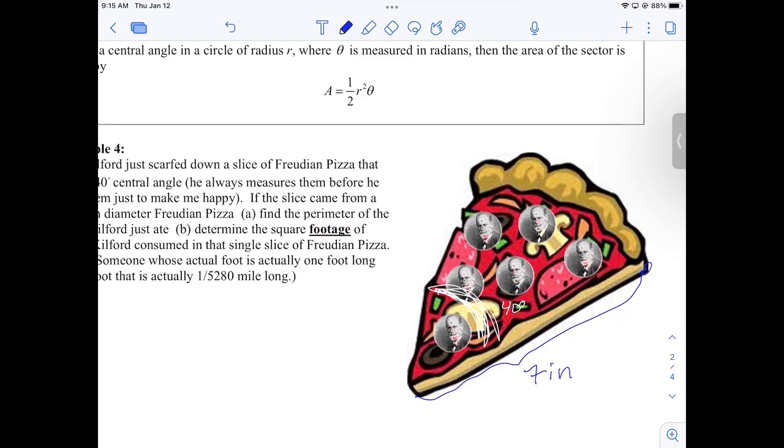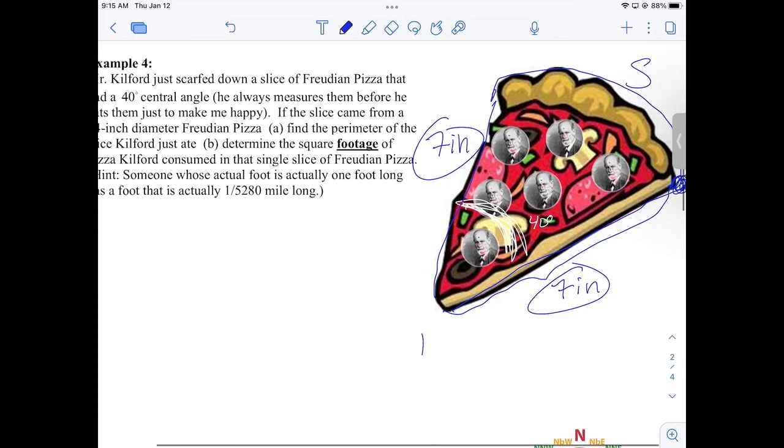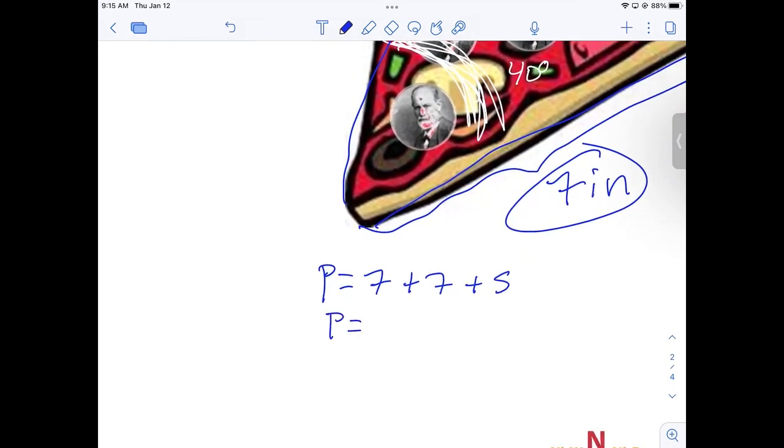Well, the perimeter of the slice, if you want to start here, you're going to walk down here 7 inches, plus you're going to walk down here 7 more inches, yes? And then you're going to walk along the crust, which is the arc length S. So the perimeter should be 7 plus 7 plus S. When I simplify that, I get the perimeter is 14 plus, and what is S? What's another name for S? It's R theta, right? S is R theta.